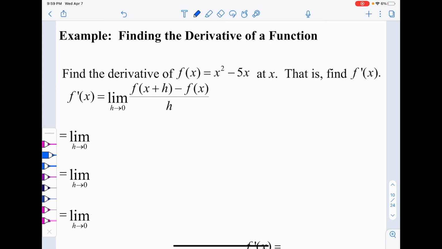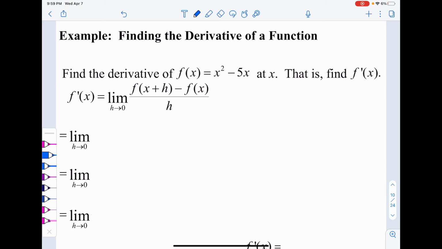All right, so finding a derivative of a function. Find the derivative of f of x equals x squared minus 5x, at x. That is, find f prime of x. So f prime of x is still going to equal the limit as h approaches 0 of f of x plus h minus f of x, divided by h. So we don't have numbers we're plugging in. We are just going to plug in some of these functions.